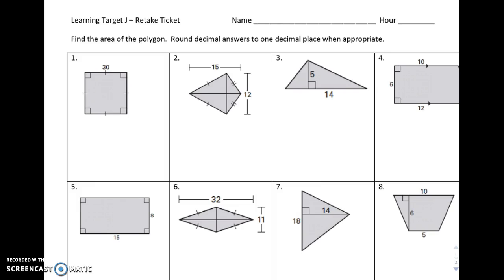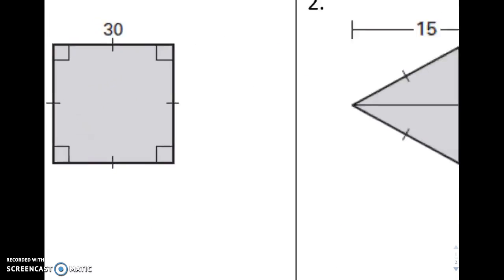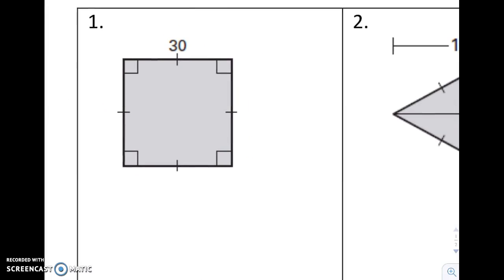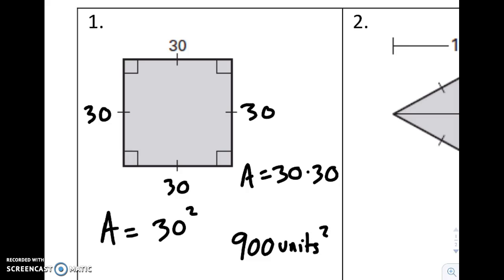I want you to try to finish out this page. So let's look at number 1. First off, this is a square because all of the sides have those congruent marks on it. So it's 30 all the way around, and the formula for a square is 30 squared. You can also just use rectangle, 30 times 30, same thing. And so this is 900 square units.